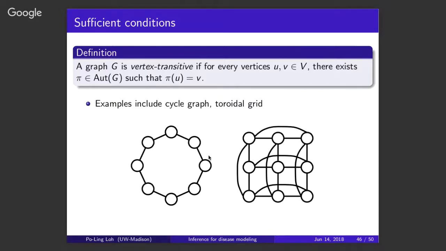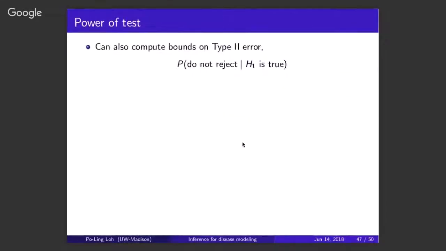So all I'm trying to say here is that our method also works in the case when you're trying to test between, let's say, a toroidal grid graph and a star graph. Okay, so now the rest of the slides are sort of just postscripts.